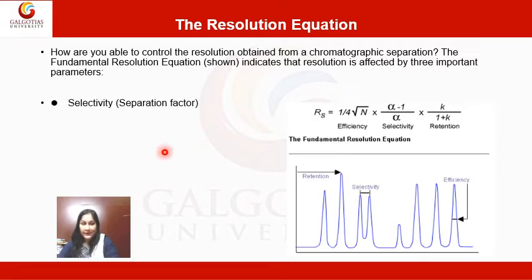The first is selectivity, the second is efficiency, and the third is retention or capacity factor. You can see here this is the resolution equation. Rs is equal to 1 by 4 under root capital N, where capital N is your efficiency, multiplied by alpha minus 1 by alpha, where alpha is the selectivity of the chromatographic system, multiplied by k by 1 plus k, where k is the retention or capacity factor of the chromatographic system.